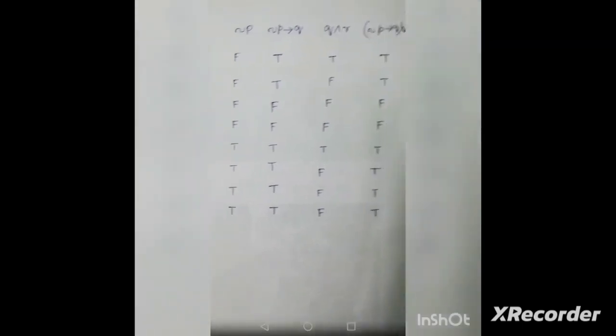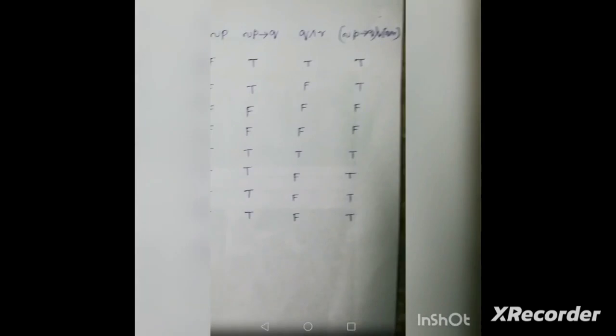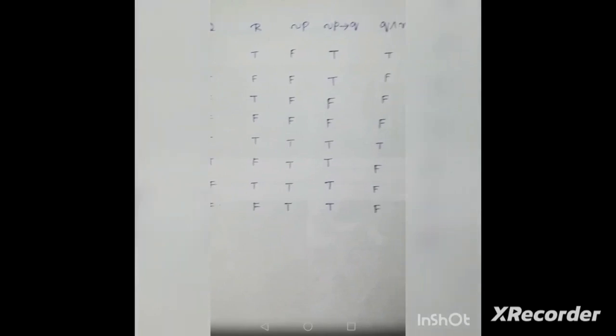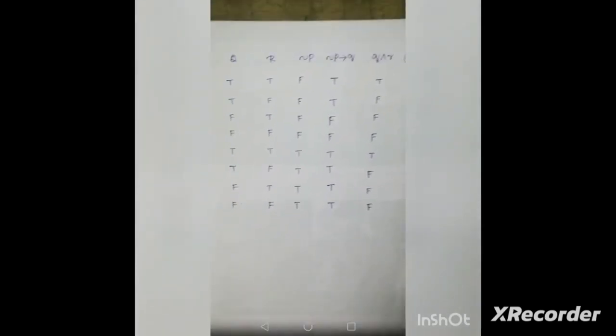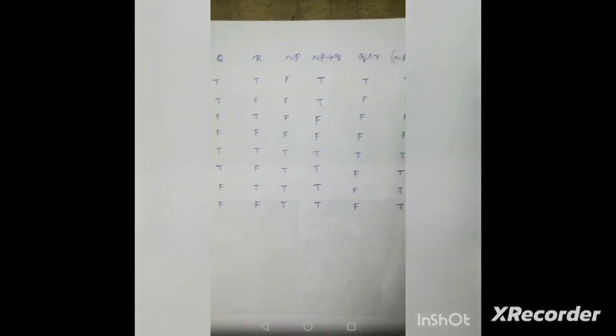Next one is q and r. So we are going to calculate the q and r. If the q value is true and the r value is also true, then we get the value as true. If it is true and false, we get false. False, true, we get false. False, false, we get false. True, true means true. True, false means false. That means if any one of the values is false, then the result will be false.